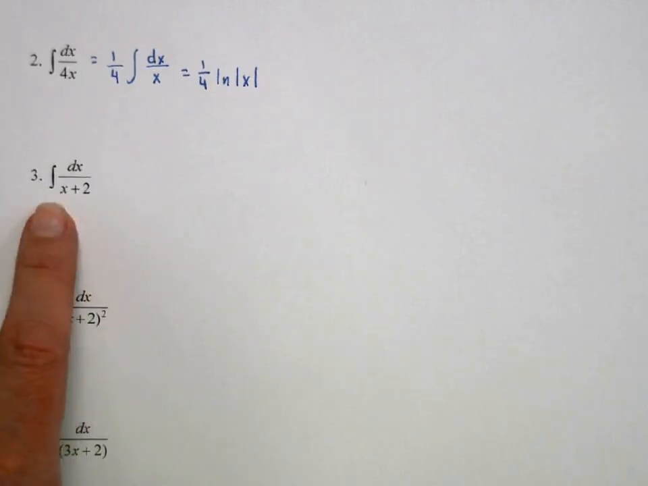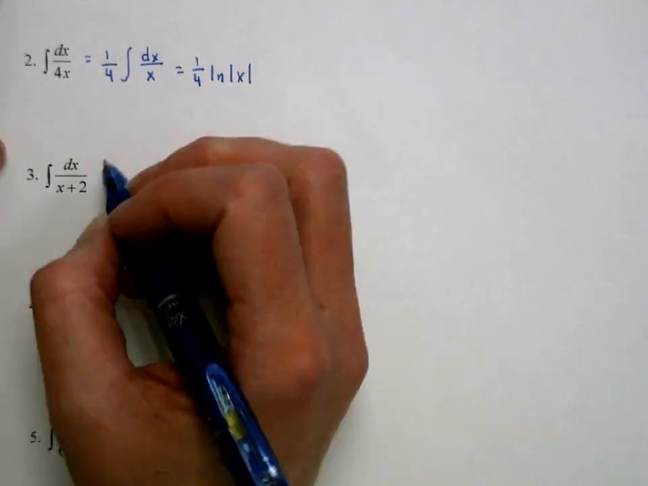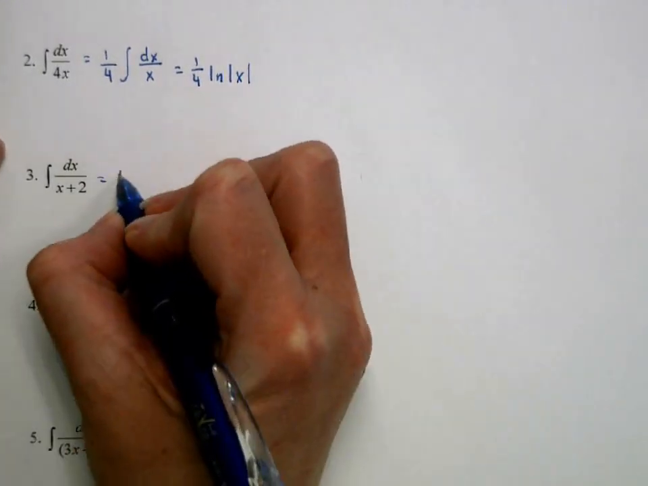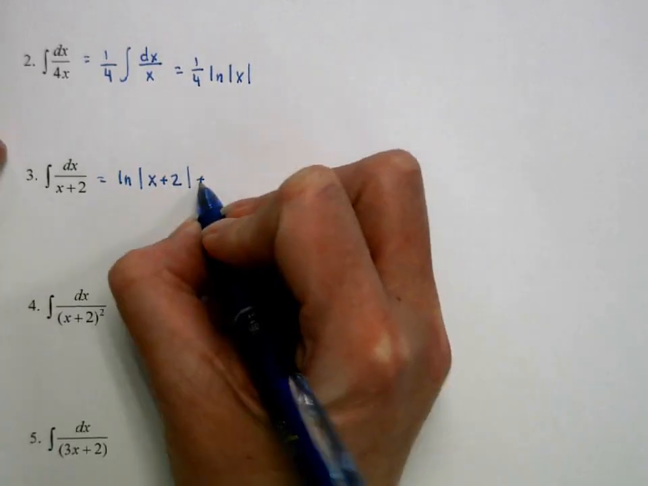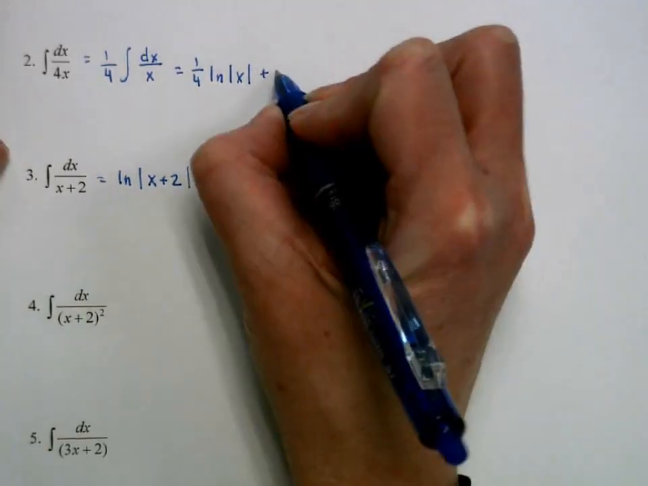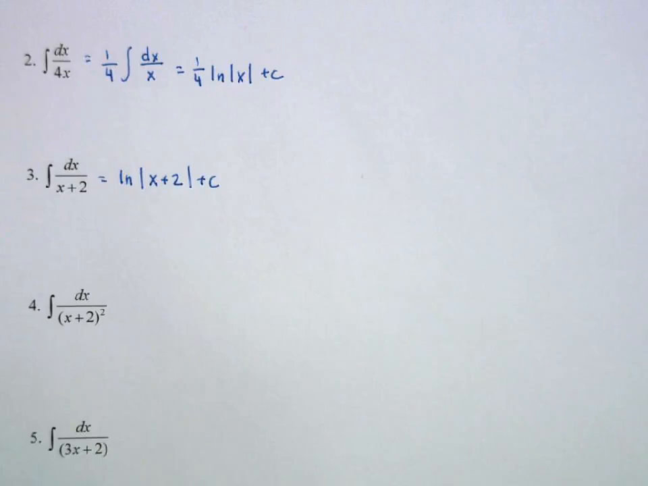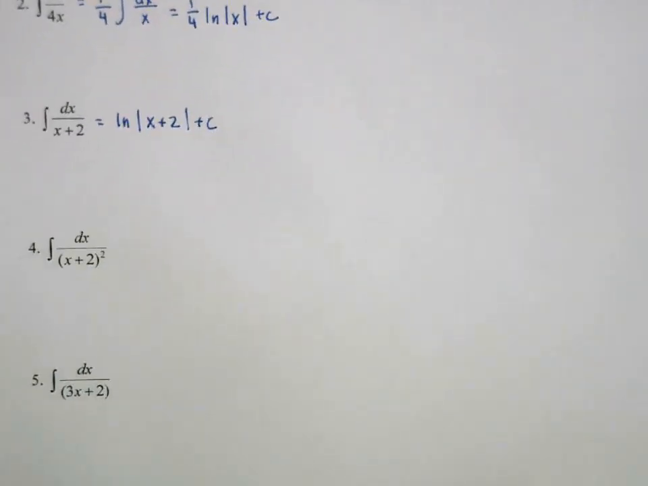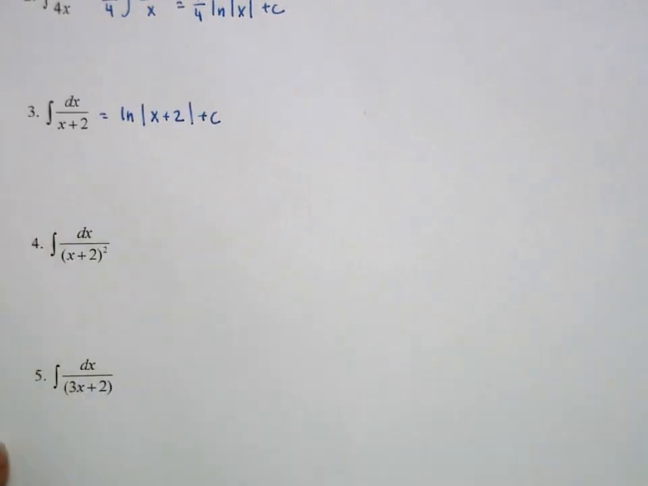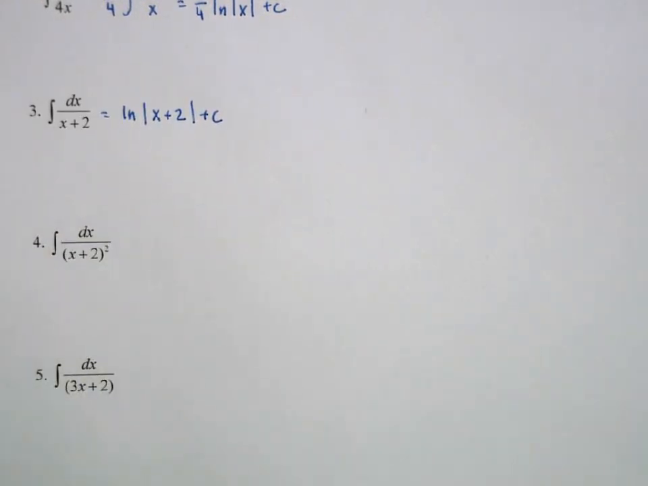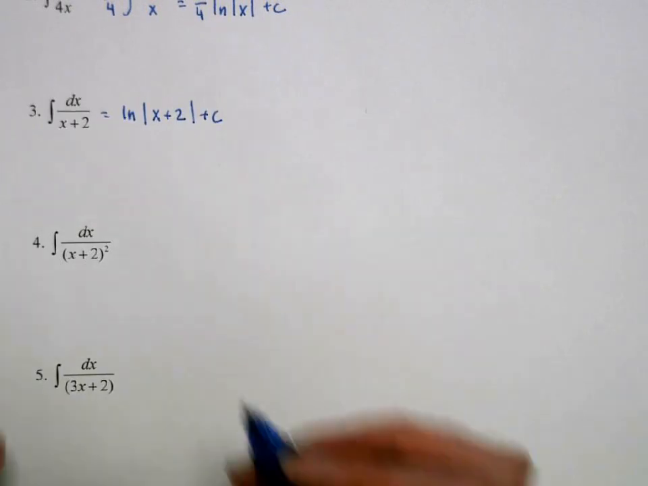If there's no constants or anything here, then we can just say this is the natural log of x plus 2. We have to be careful, and we're going to see this in a couple examples, if there is a constant, then we've got to deal with that. Now it's important: natural log is only if the denominator is a degree 1. If it's any other degree, then we're looking at potentially a power rule.